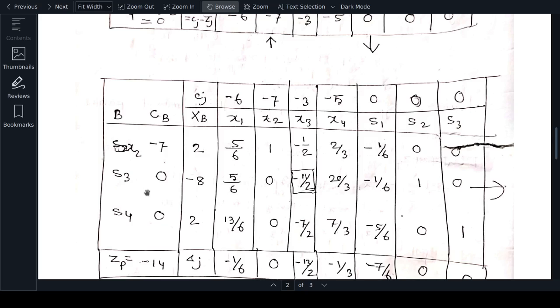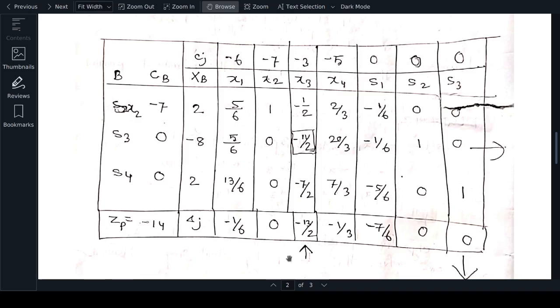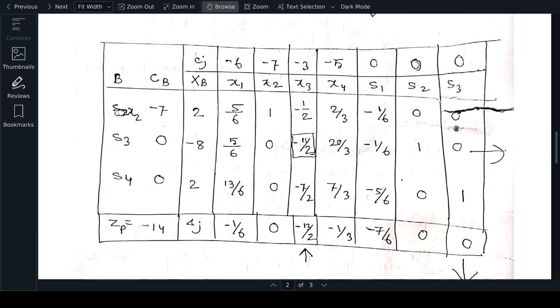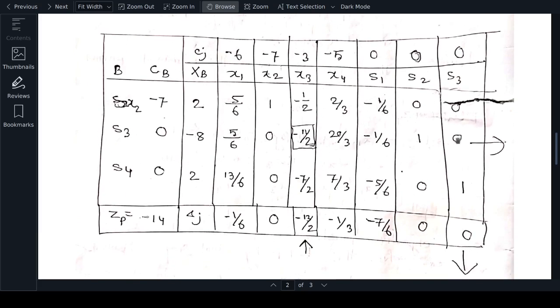Here S1, S2, S3. Okay. So here, not S4, this is S3, not S4. Everyone correct this one. This is not S4, so this is S3, S3, and this is S2, S2, and this is S3. Okay, thank you. So in the second table, this is X2, then S2, then S3, not S3, S4.